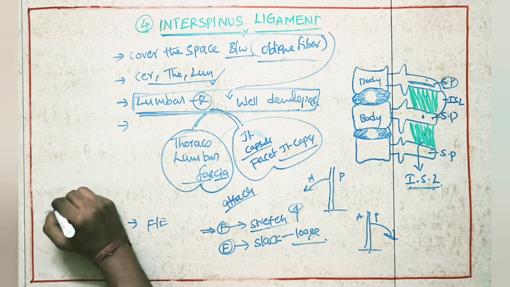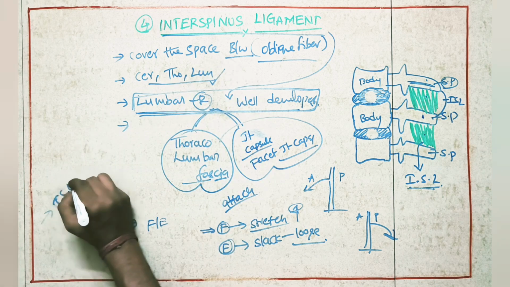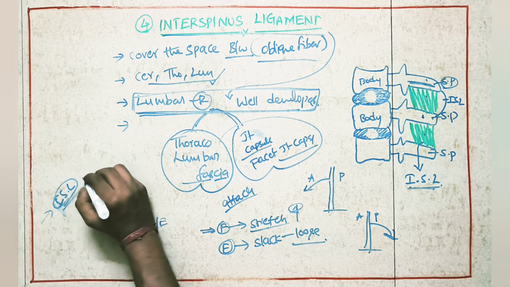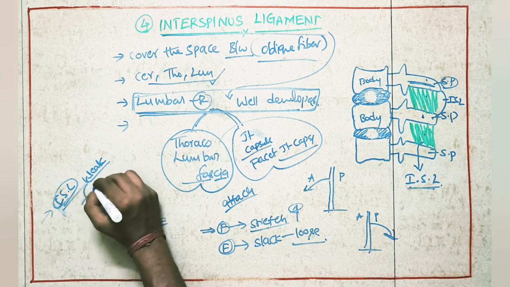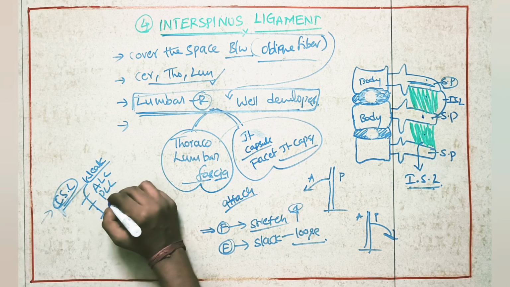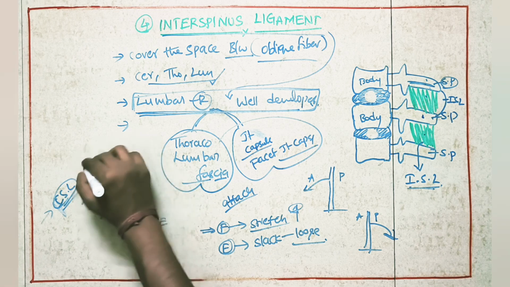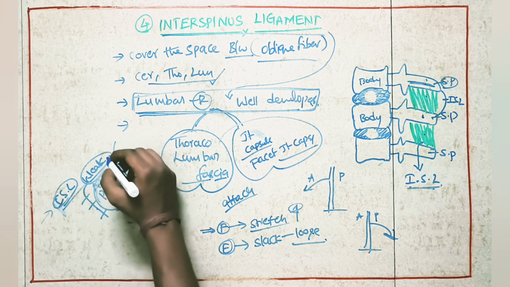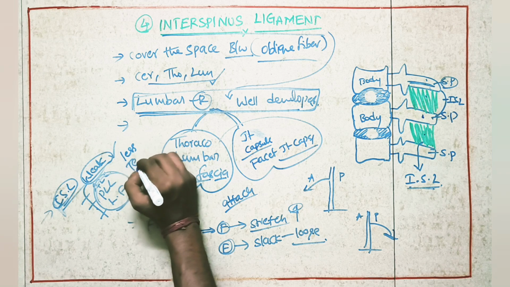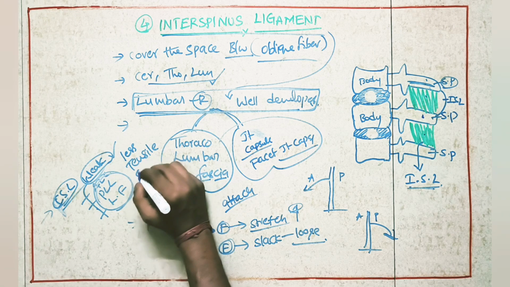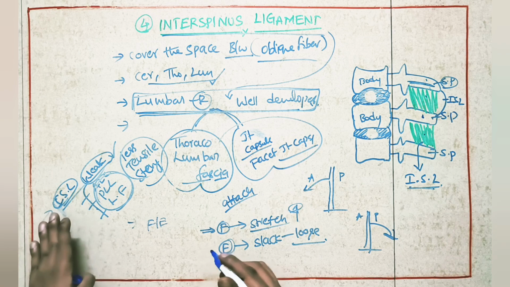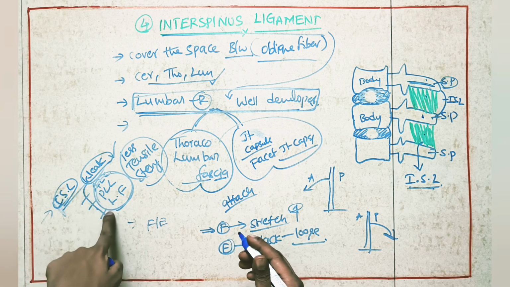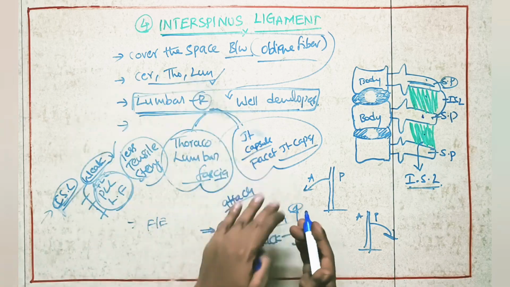And the last point about this interspinous ligament. It is weaker. This ligament is weak when compared to the anterior longitudinal ligament, posterior longitudinal ligament, and ligamentum flavum. Compared to these three, this ligament is weak. So this ligament potentially has less tensile strength. Tensile strength, we know, this ligament will have less compared to the anterior longitudinal ligament, posterior longitudinal ligament, and ligamentum flavum. So this is about the interspinous ligament.